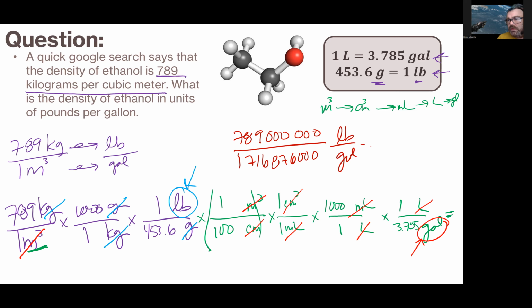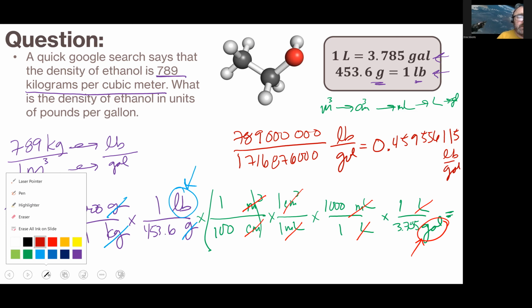All right. Now we divide those two things. That number divided by that number is 0.459556115 pounds per gallon. I ran out of room. Okay. Last thing we got to do is significant figures.